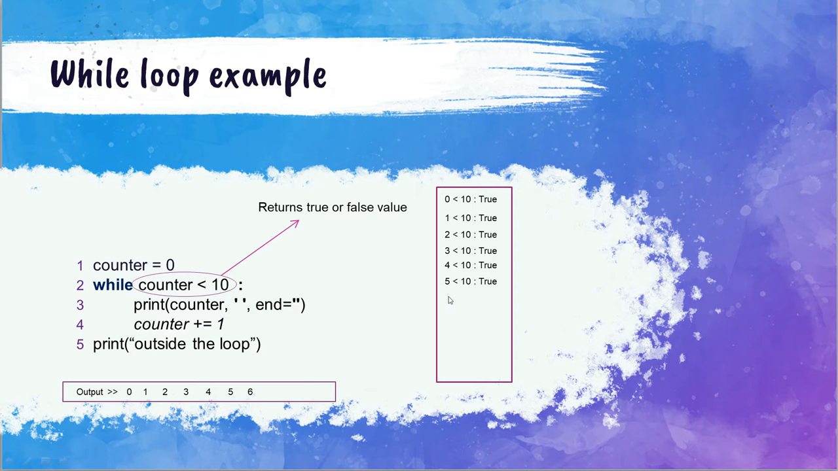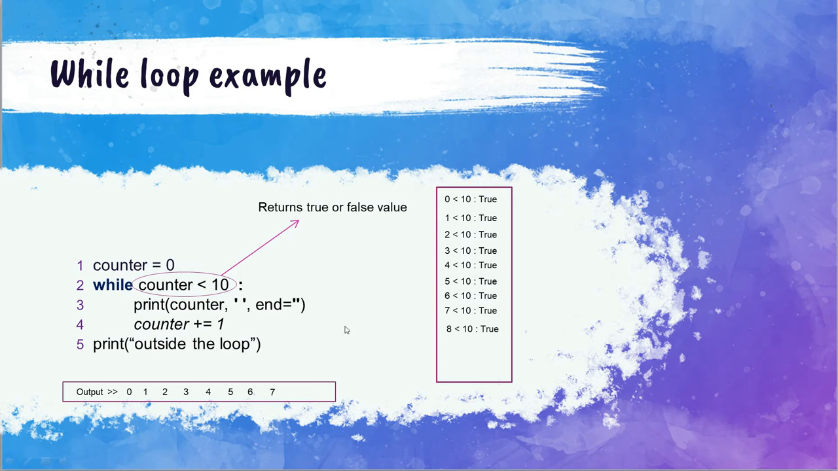So back to line 2, now counter is 6, we compare, is 6 less than 10? The answer is true, we go inside the loop, and line 3 prints 6, and line 4 increases counter by 1, and now counter is 7. So back to line 2, now counter is 7, and we compare, is 7 less than 10? True, so we go inside the loop, and line 3 prints 7, and line 4 increases counter by 1, now counter is 8.